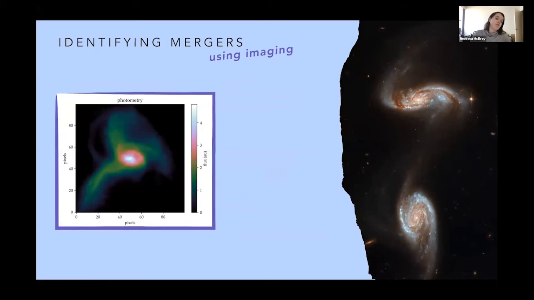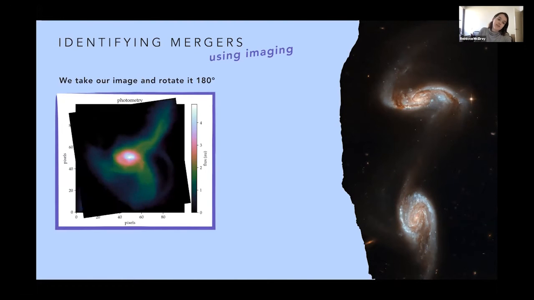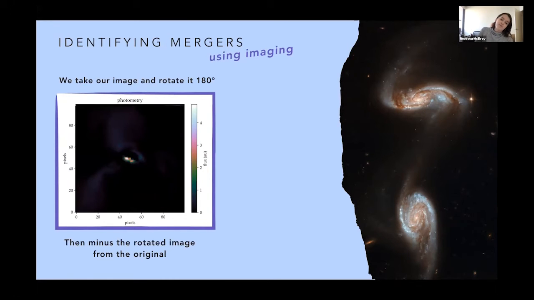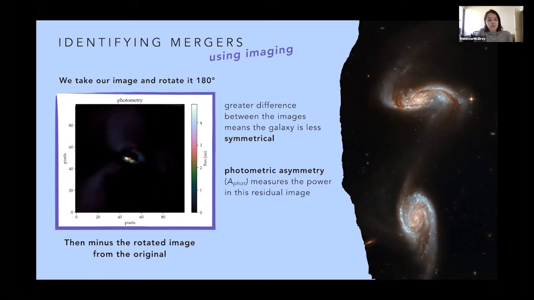In the imaging, we take the imaging from the processing of the simulations through a fake telescope, and we rotate it by 180 degrees, like so. We then subtract that from the original image. And the greater difference between the images means that it's less symmetrical or more asymmetrical. And so we measure this photometric asymmetry, which is how much power is in this residual image. We note that we keep the field of view the same. We don't use those 3 fields of view because we assume that we're using like an all sky survey or something similar.